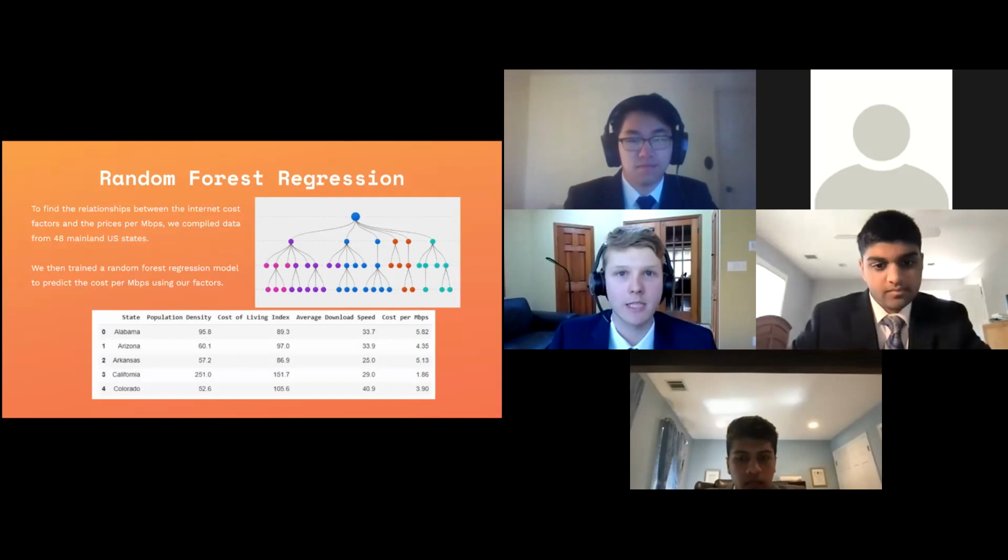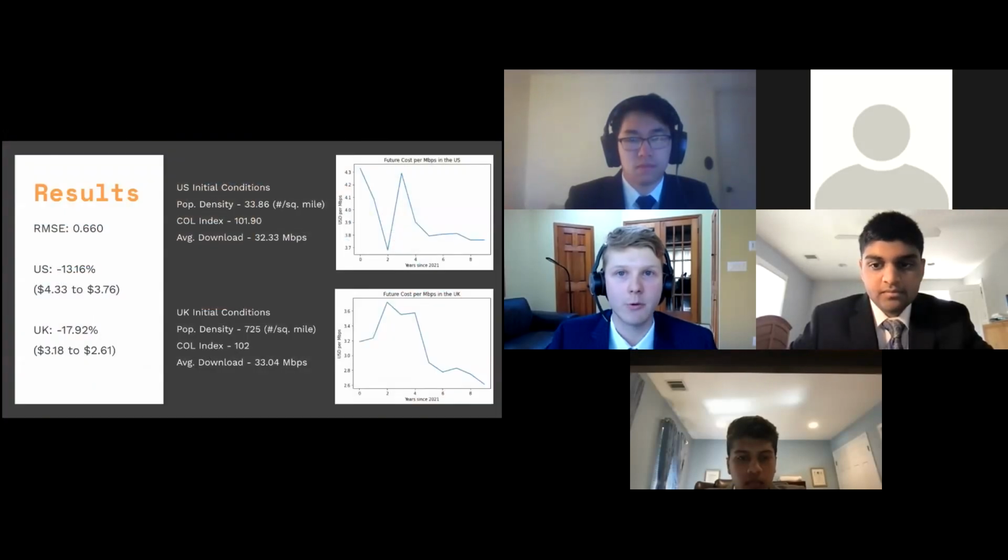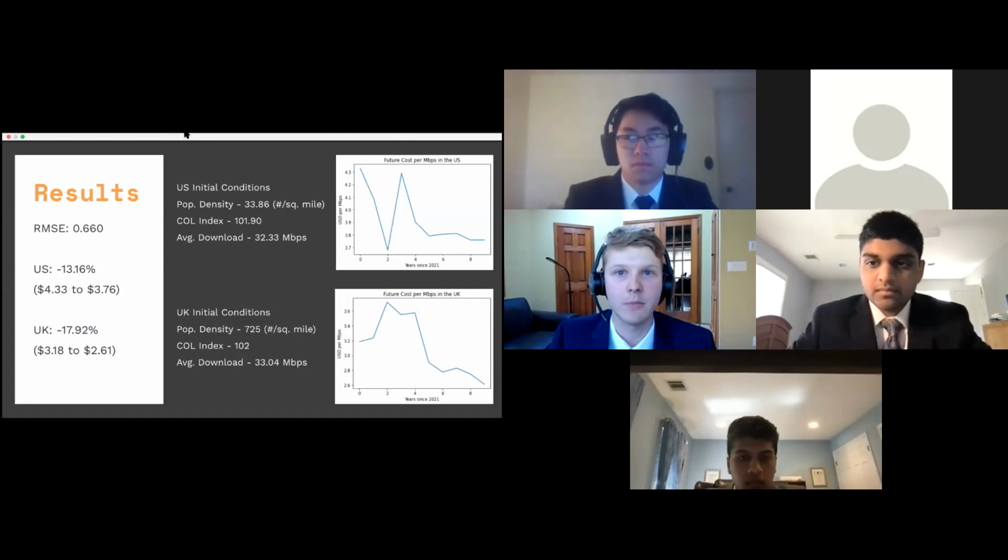Our random forest model consists of 20 decision trees, each limited to a maximum depth of 5 nodes to improve generalization to unseen data. Ultimately, this model is able to predict the cost per megabits per second given a region's population density, cost of living, and average download speed. By using the initial conditions for the US and the UK and applying the model with the appropriate changes and factors over time, we found that the cost of internet per megabits per second will decrease by 13.16% and 17.92% for the two countries over the next decade.